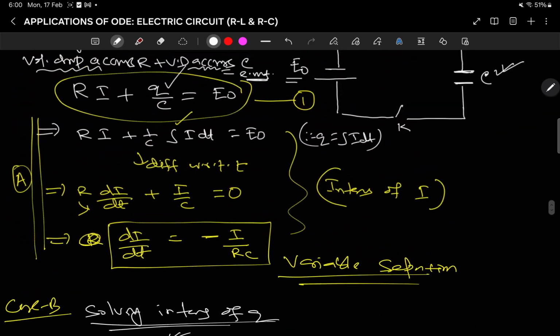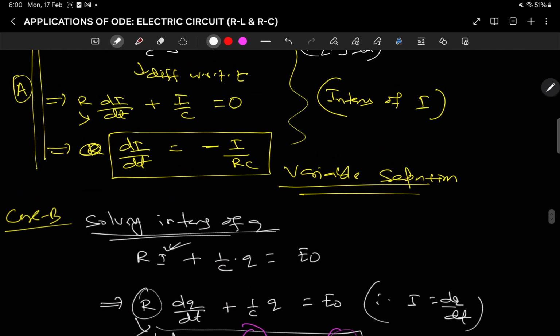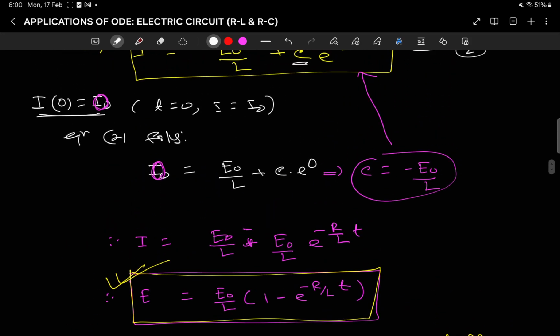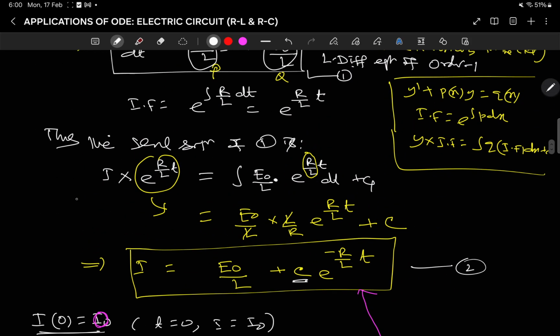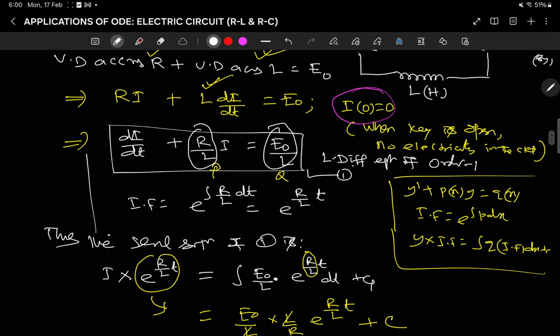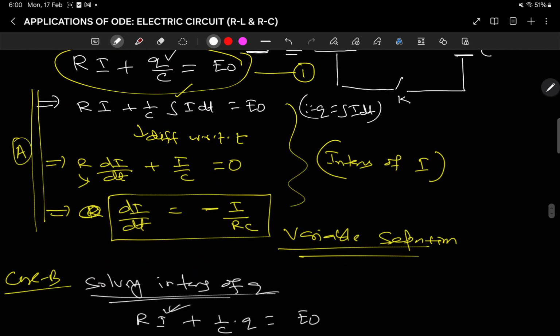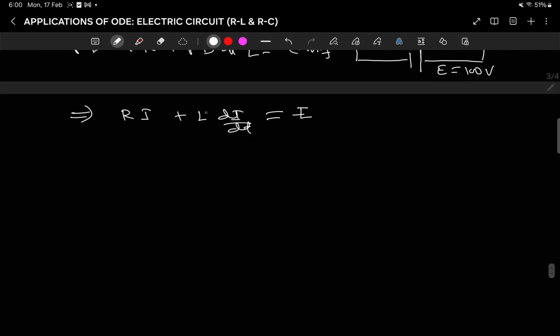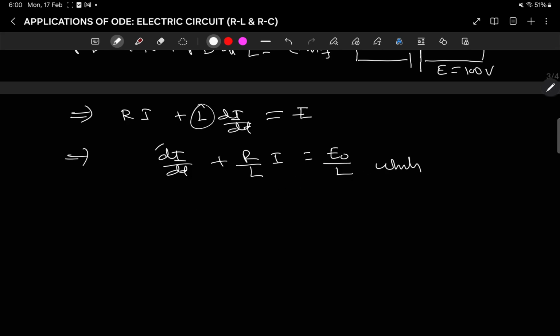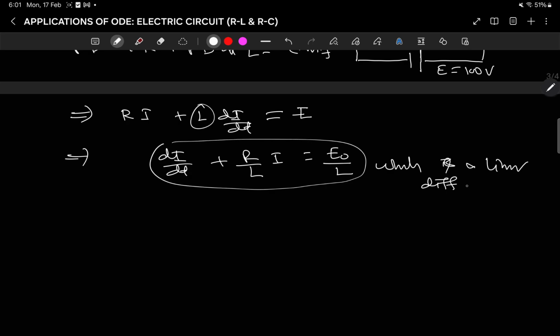We may directly write it in an RL circuit, but it is better we should solve it if it is a long question. Then we divide by L, so that means di by dt plus R by L times I is equal to E0 by L, which is a linear differential equation. Let it be my equation 1.